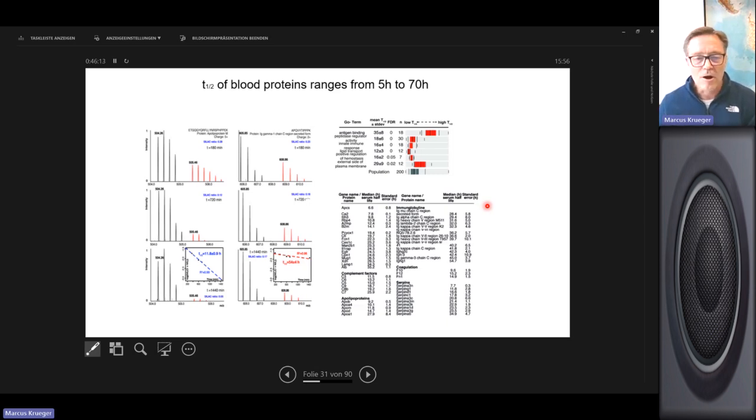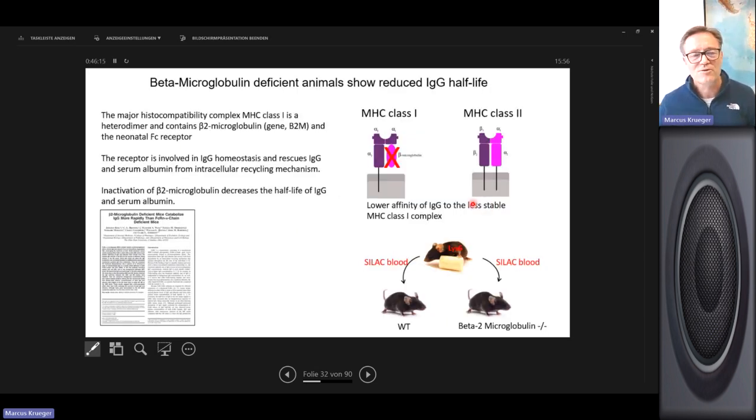But to prove the system, we also used the so-called beta-2 microglobulin deficient animals. This beta-2 microglobulin is part of the major histocompatibility complex class 1 complex. That's a heteromer containing the beta-2 microglobulin and the neonatal Fc receptor here. This complex is, besides other functions, quite important for the uptake of IgG. If you don't have the beta-2 microglobulin, the receptor has a lower affinity to the IgGs, and those are then at the end less stable.